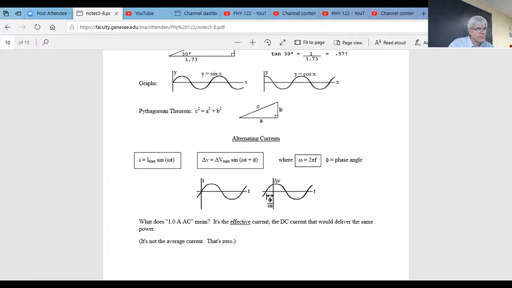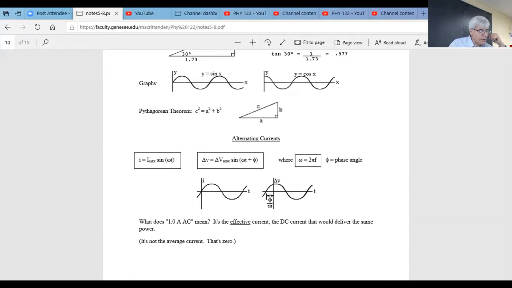If the phase angle actually was 90 degrees, it would turn your sine into a cosine, except, of course, we don't want to be using degrees, we want to be using radians, remember. So omega means the same thing it did in section 7, omega equals 2 pi f. And so those are the graphs and the equations that go with them for alternating currents and alternating voltages.